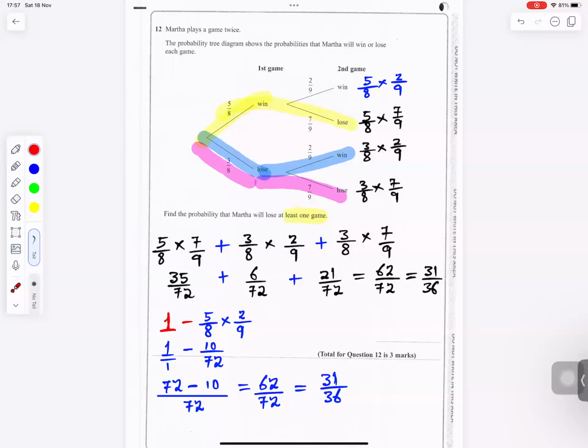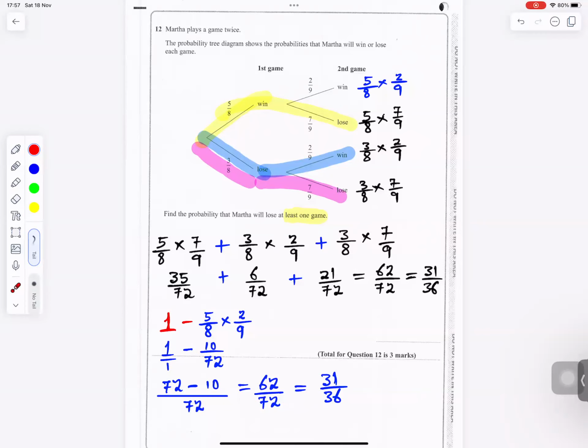Question 12. Matter plays a game twice. The probability tree diagram shows the probability that Matter will win or lose the game. It's either win or lose, so when you add those two, it should be 1. You either win or lose. So find the probability that Matter will lose at least one game.